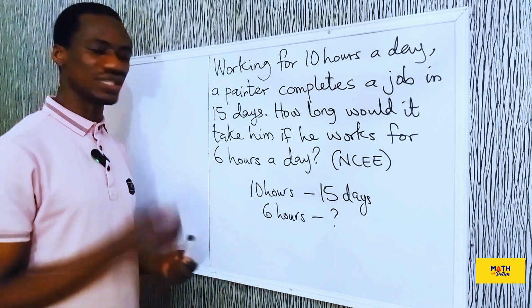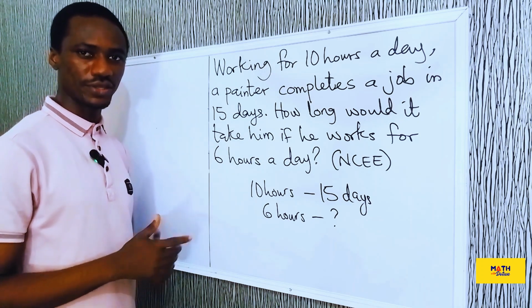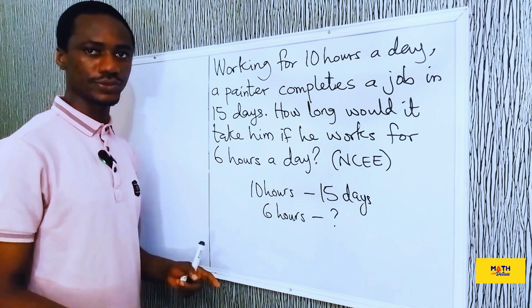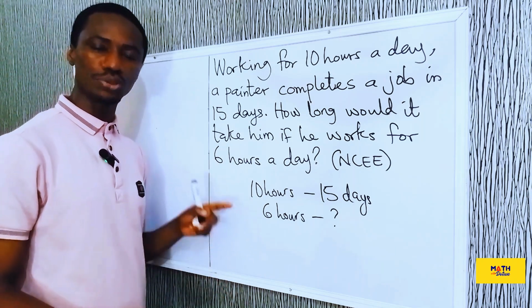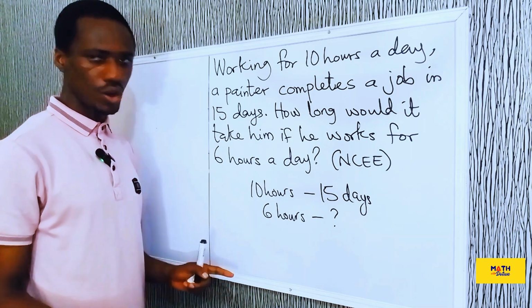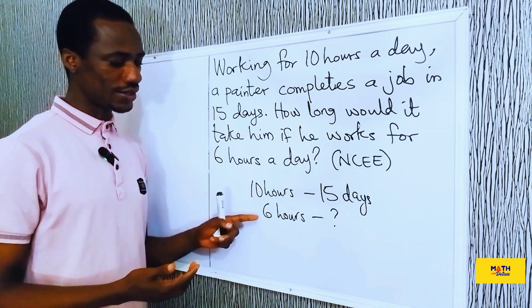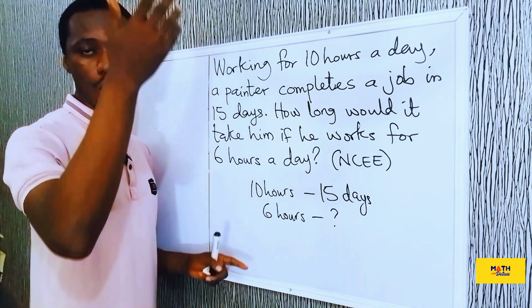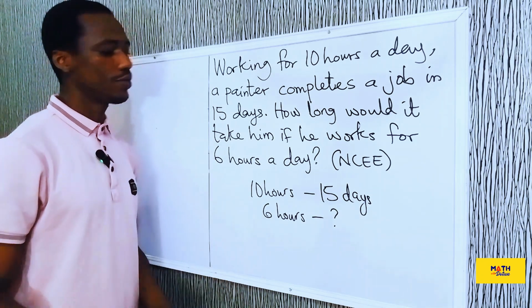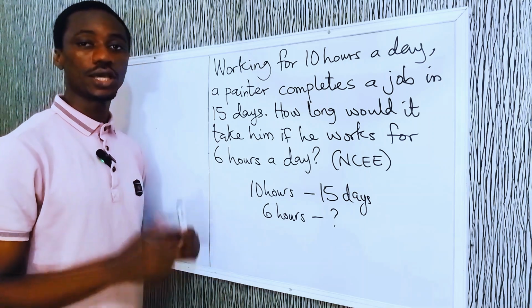So is this a direct proportion or an inverse proportion? If it's direct, as the number of hours goes down, the number of days also will reduce. So if I reduce the number of hours I'm putting in, will the number of days reduce? No way. That means I have to spend more days. So the fewer the hours, the more days I will spend. That is an inverse proportion. So this is not direct proportion. It is an inverse proportion.